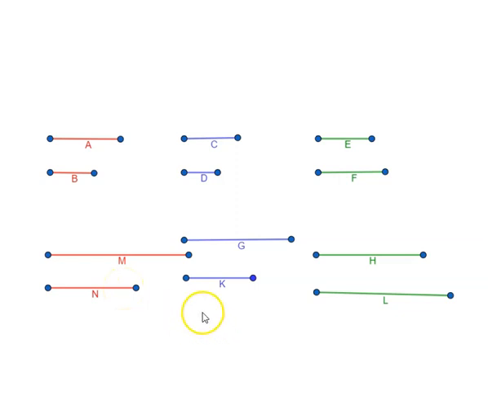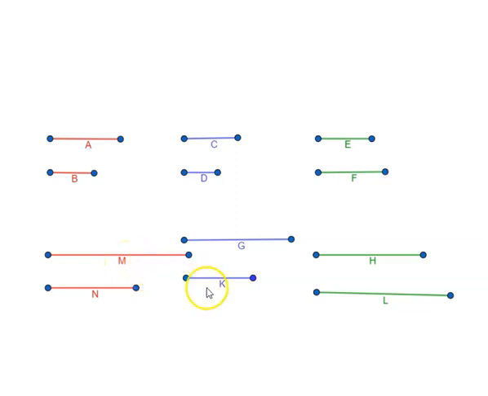Now, since G is greater than K, we know M is going to be greater than N. Now, what all do we know? H is not greater than L. That is, H is less than L. And we know that M and H are equimultiples with respect to A and E, because M and G are equimultiples of A and C, since we maintain the ratio between G and C and M and A.